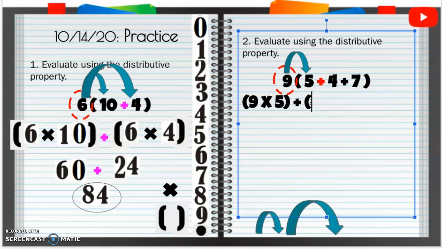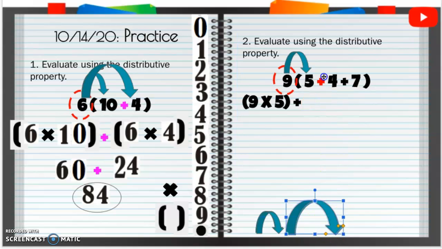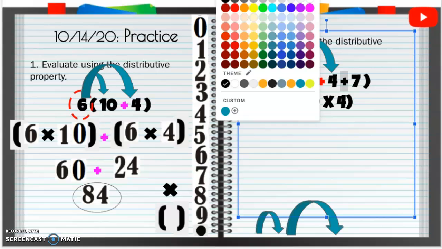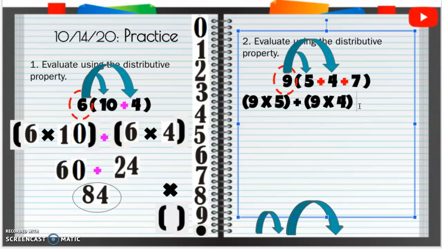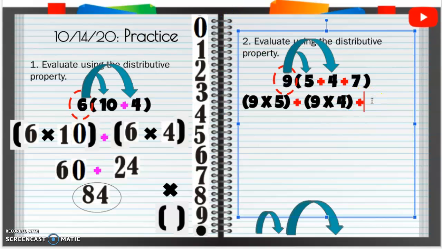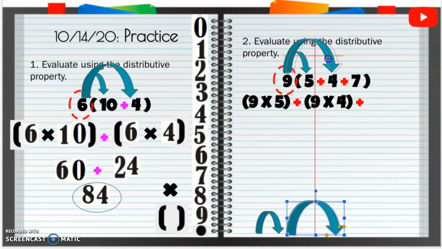Now, what's the next one? 9 times what? Oh, 4. I'm going to put 9 times 4. Now what symbol is in between there? Addition. So we're going to keep that addition symbol, so we are going to add. I'm going to highlight those in red as well so that we know we are keeping those symbols. Okay, so now we have 9, and then we have times that 7.